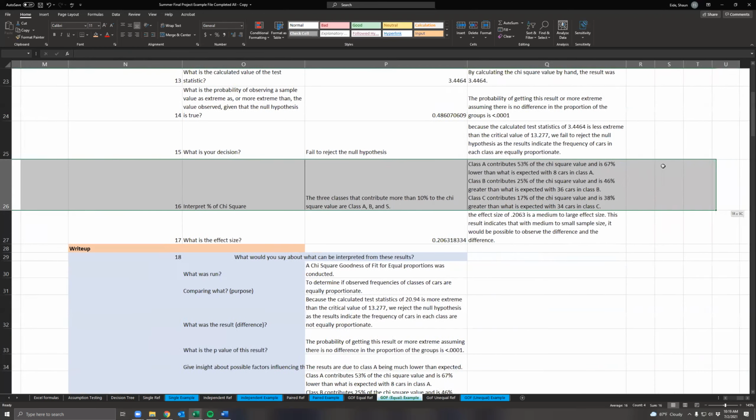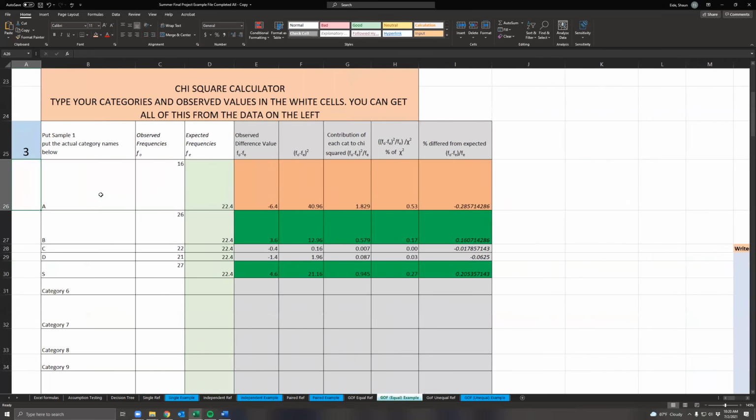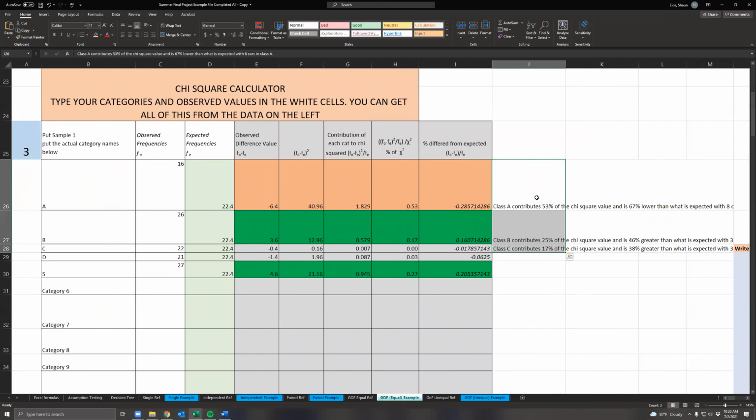Let's see here, I'm going to just copy and paste this so that way I can write it up over here where we can see it all at the same time. Okay, so class A contributes 53% to the chi-squared value and is 28.57% lower than what is expected, with a total of 16 cars in class A.